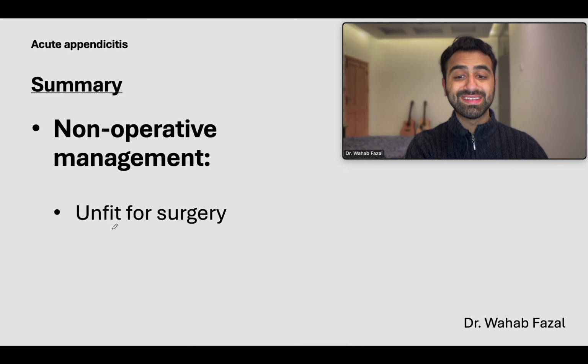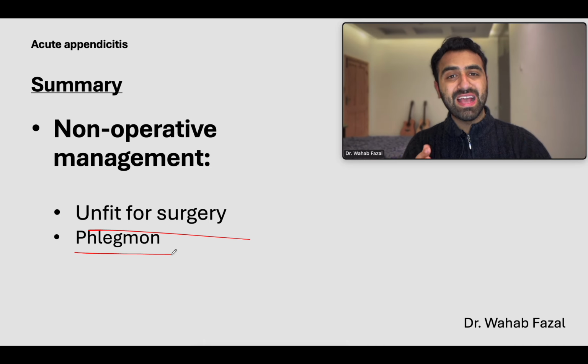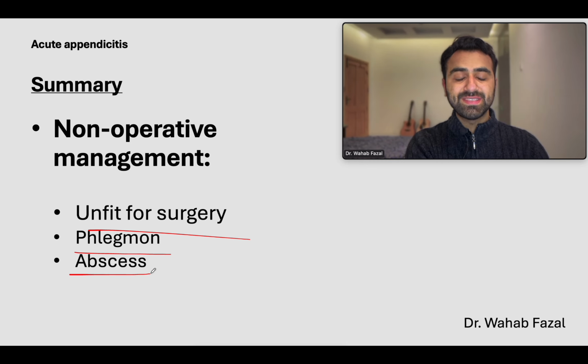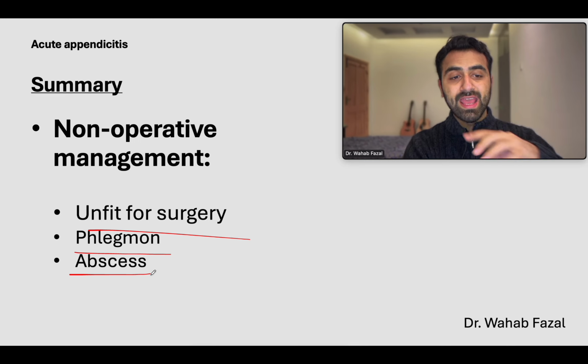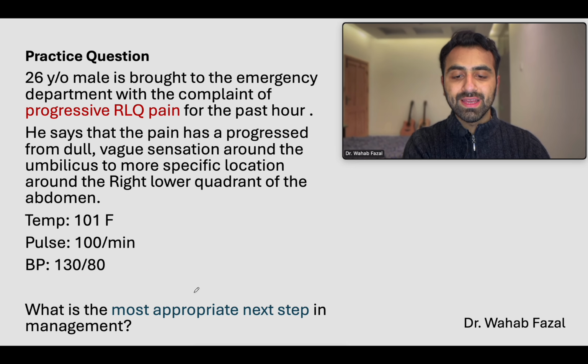Non-operative management is reserved for people who are unfit for surgery, who have a phlegmon. What is a phlegmon? That soft tissue, ill-defined mass of diffuse inflammation. That is a phlegmon. It's usually developed from periappendiceal tissue. What is an abscess? Usually when the appendix perforates and then it becomes a well-defined mass surrounded by a wall, that is an abscess, and for people who don't want surgery.